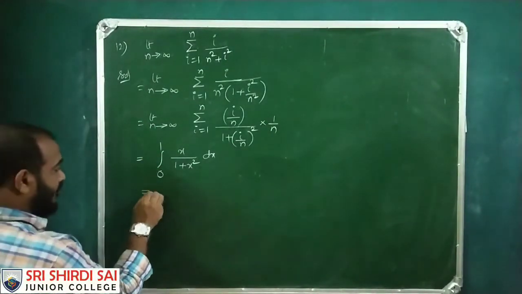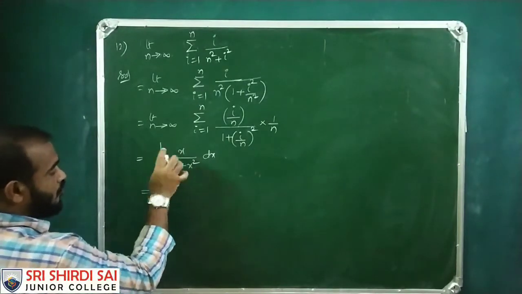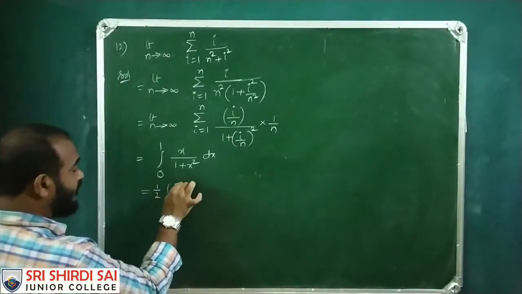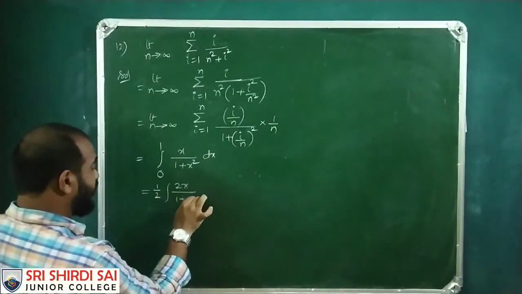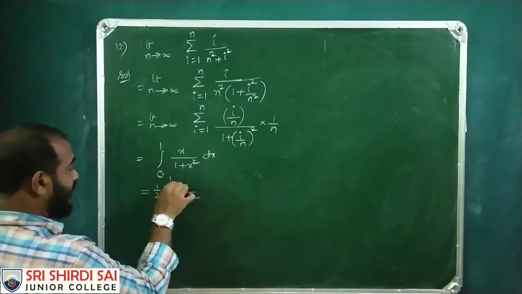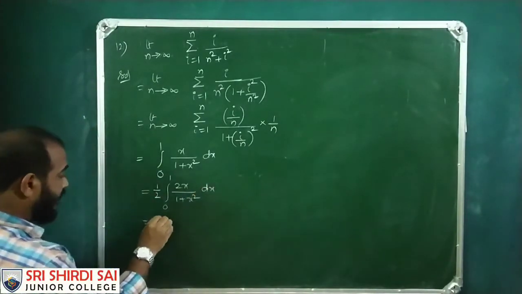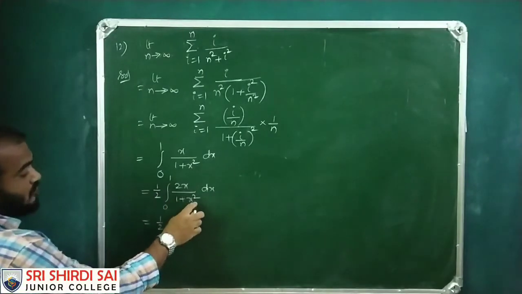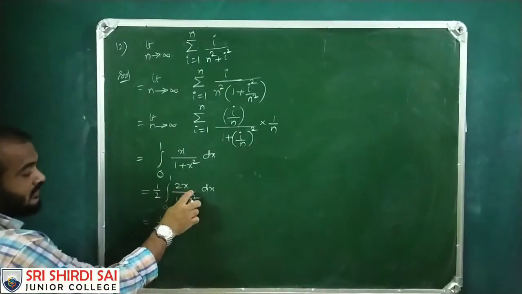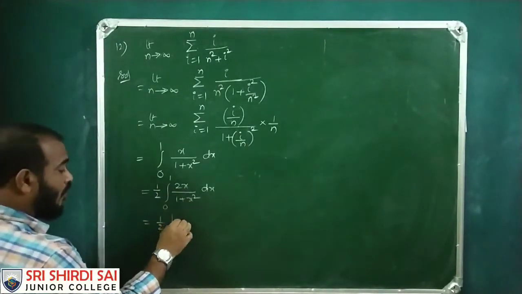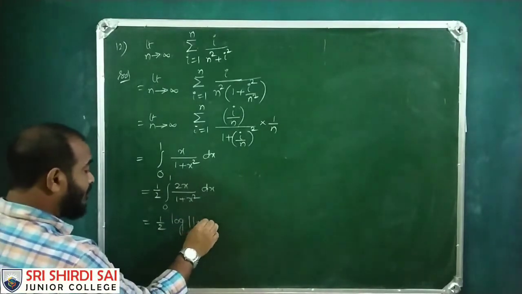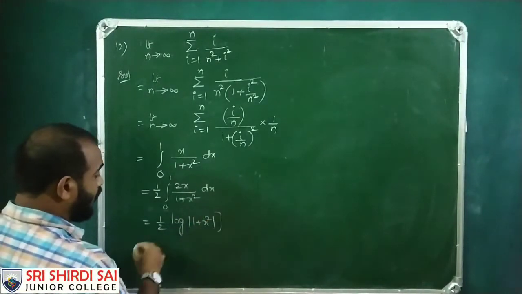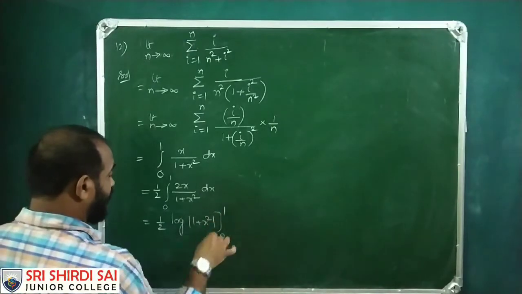So here the derivative of 1 plus x square is 2x, for which I will write 1 by 2 into 2x by 1 plus x square, from 0 to 1, dx. The derivative of 1 plus x square is 2x, so this is f dash x by f of x, giving log mod 1 plus x square. So the process of integration is over, and 0 to 1 is to be written here.